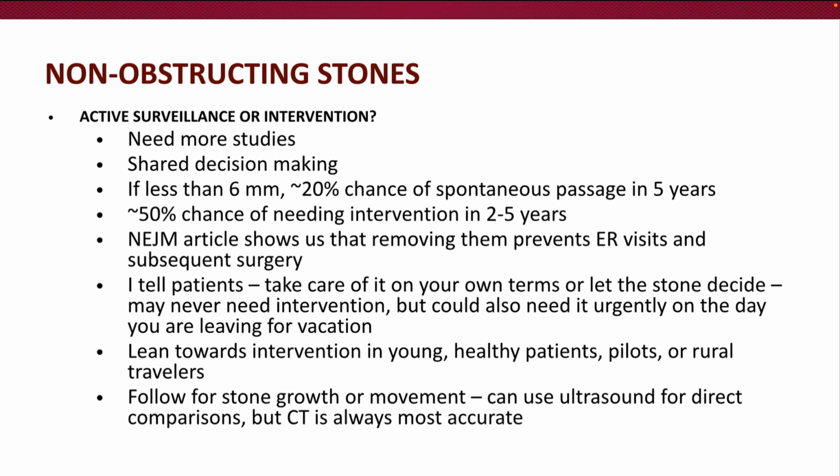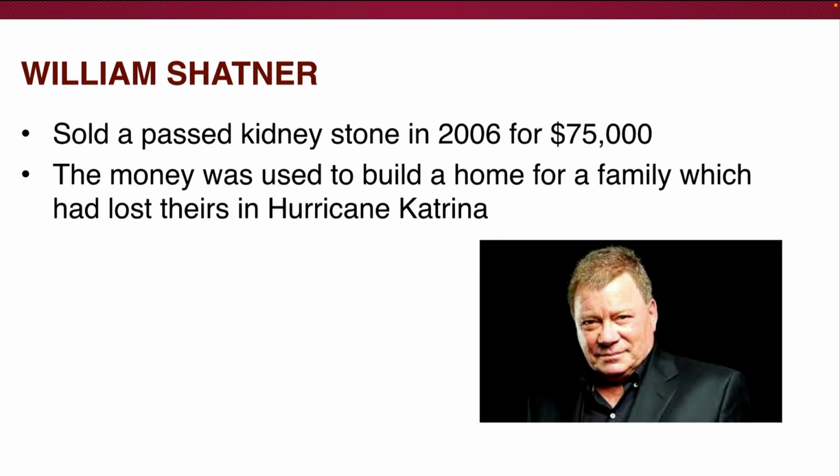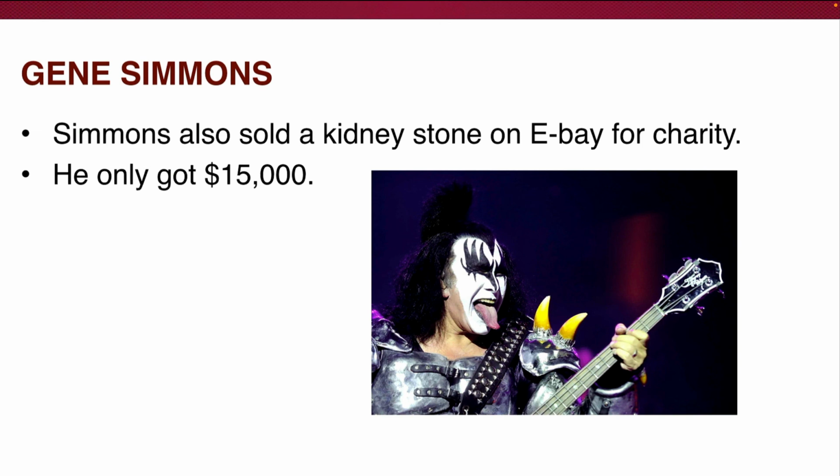All right, just a little trivia for you guys for the last few minutes. Got to tell you about some famous stones. I can't resist. William Shatner sold a kidney stone that he passed in 2006 for $75,000, but he did donate the money for Hurricane Katrina relief. At Loyola, the patients are not allowed to take their stones home. They sign that in their consent. I always wonder if we had someone like William Shatner, can we make an exception? If this stone is worth 75 grand, we got to help someone out here. Gene Simmons tried to do the same thing, but he only got 15,000.